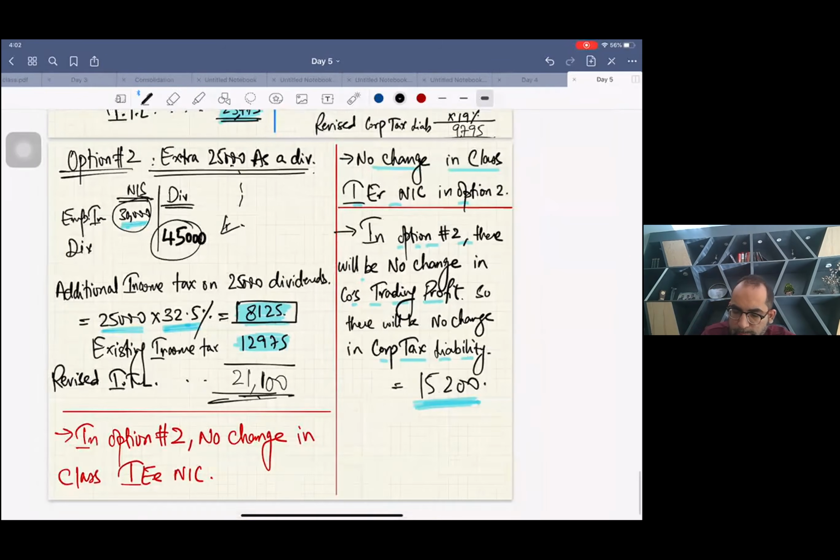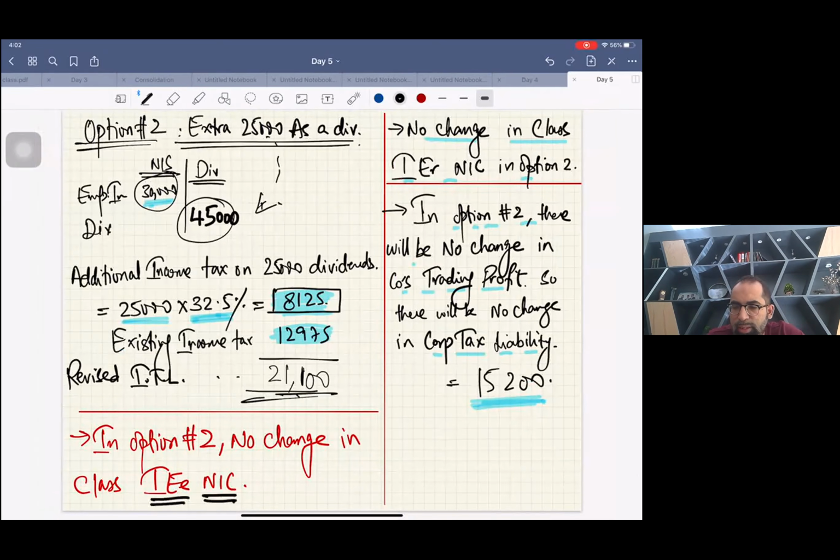In option number 2, no change in class 1 employee NIC. Obviously, when you have extracted it as dividend income, there are no more implications as class 1 employee NIC. Did you understand it, my dear students?